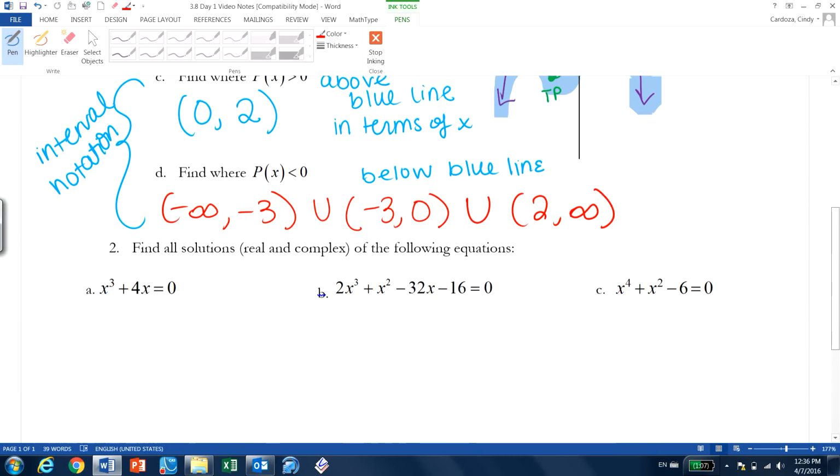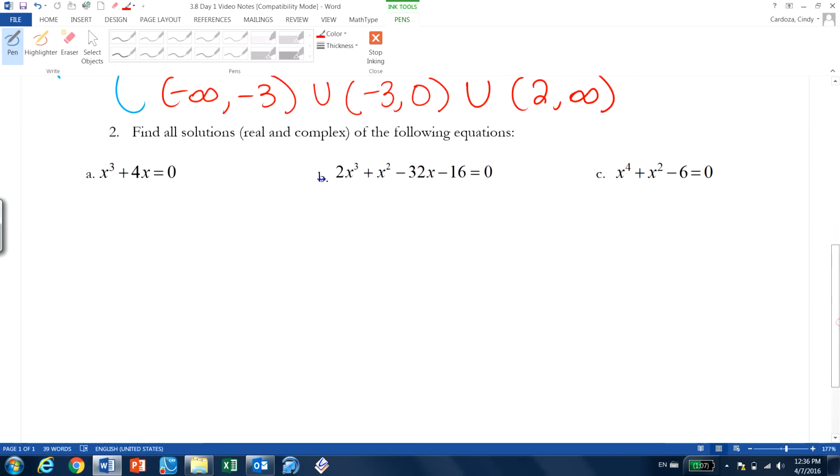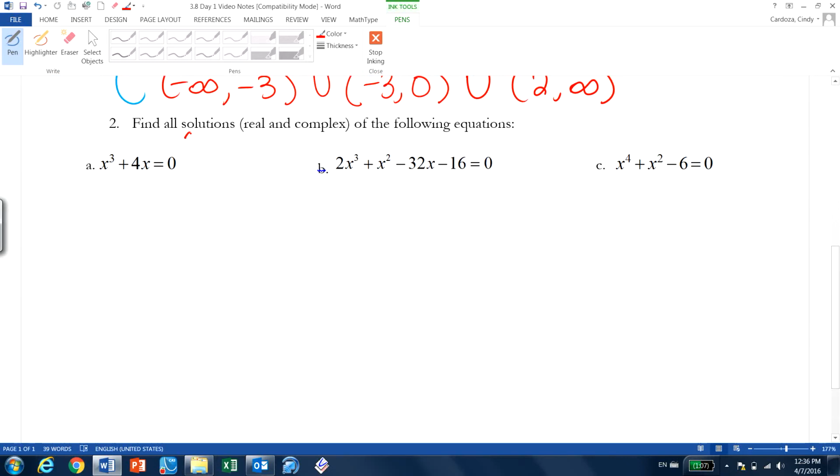So the very last thing that we're talking about is to find all solutions of the following equations. Remembering the word solutions just means find me the x-intercepts.